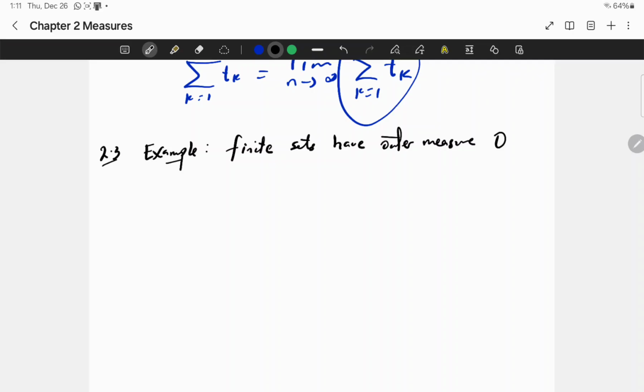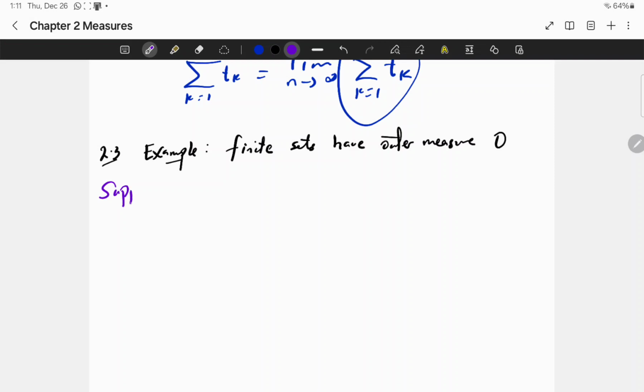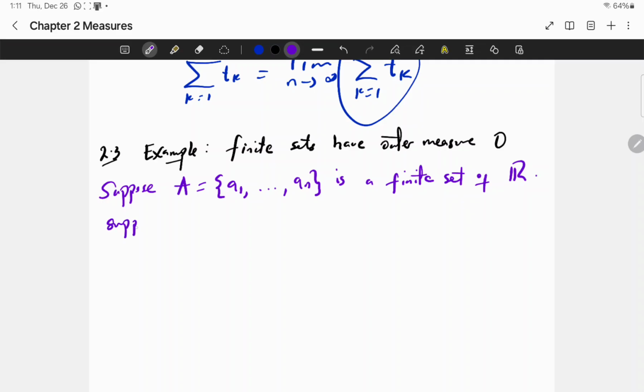So suppose A equals A1 through AN. So this is a finite set of real numbers. So suppose epsilon is greater than 0.